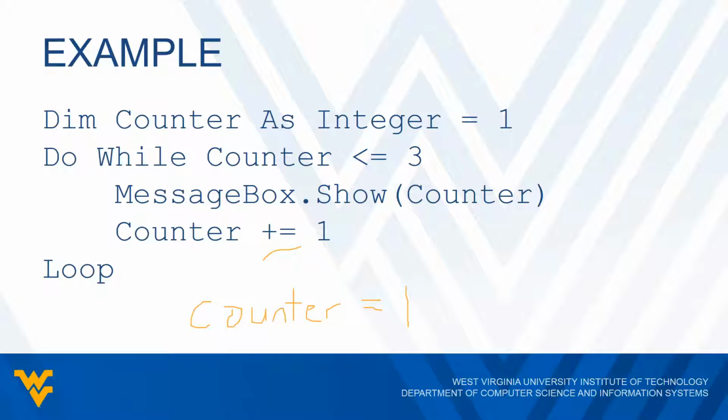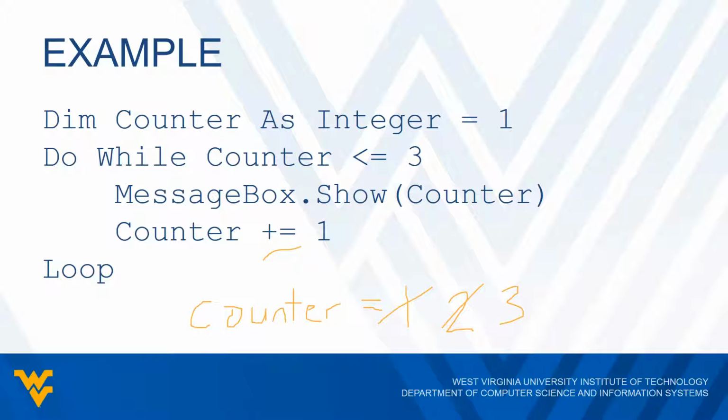So we're going to display the message box. So we're going to display a 1, and then we're going to increase counter by 1 and store it back into counter. So now we're going to change this, and it's going to become 2. So we go back into the while loop condition, and we're going to check, is 2 less than or equal to 3? This is true. So we're going to go back into the body of our loop. We're going to display 2 in our message box. We're going to increment counter by 1. So now counter becomes 3.